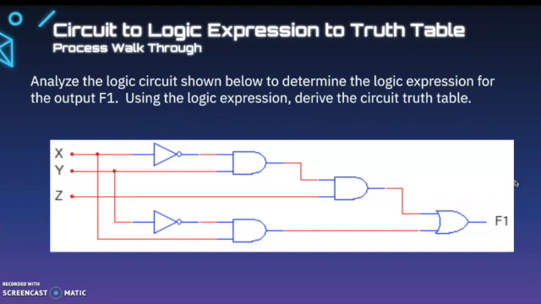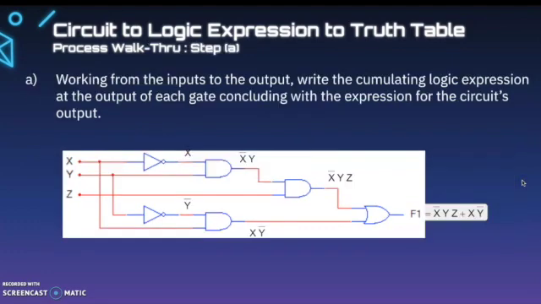And then using the circuit's output logic expression, we're obviously going to derive the circuit truth table. So we're going to look at this circuit, and it starts in a very similar way. Basically what we're doing here is after every gate, we're writing what this is. Because we start with X and this is an inverter, this becomes X naught. We then have Y feeding into this gate, which means the output from here is X naught Y. Coming up to the next gate, we know that we have X naught Y, and it is also coming from Z. So the output here is X naught Y Z.